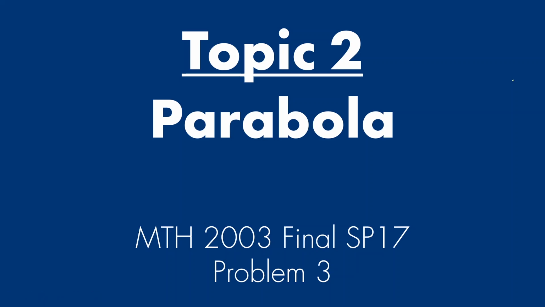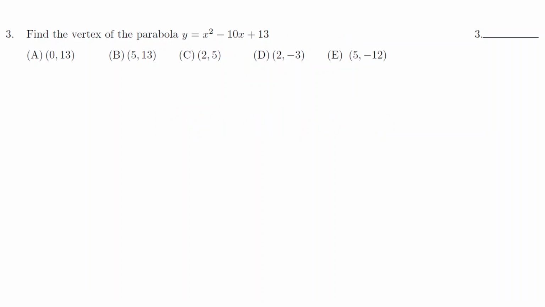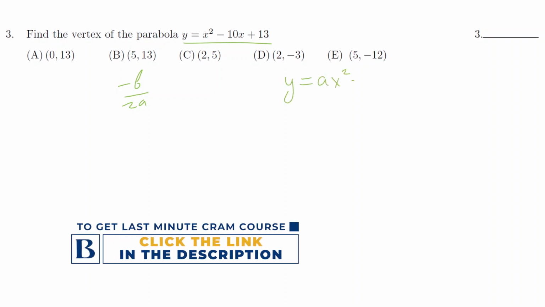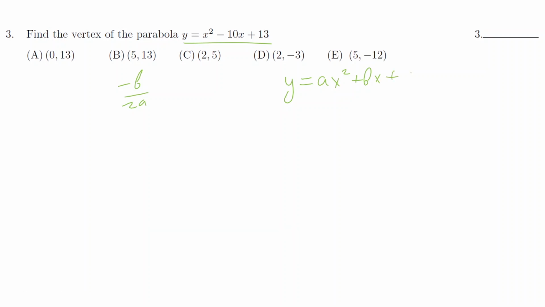Let's move on. The second topic is parabola, problem 3 from the MTH 2003 final SP17. Here, find the vertex of the parabola. The vertex of the parabola is just negative b over 2a. But let's do this in steps. Our typical quadratic equation is y equals ax squared plus bx plus c. So if you're looking at the existing y equals x squared minus 10x plus 13, a equals 1, b equals negative 10, c equals 13.